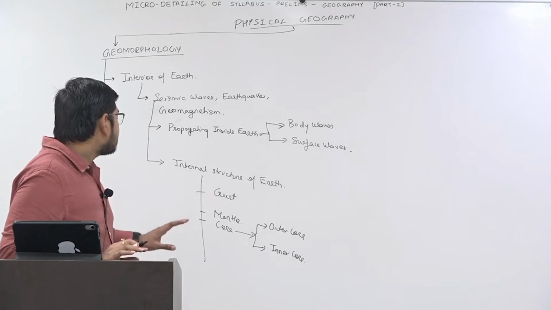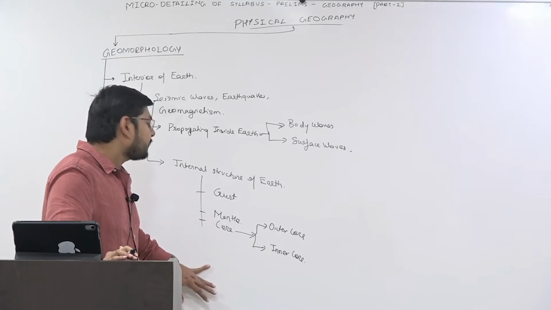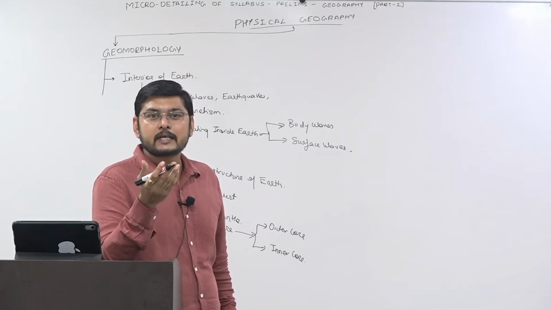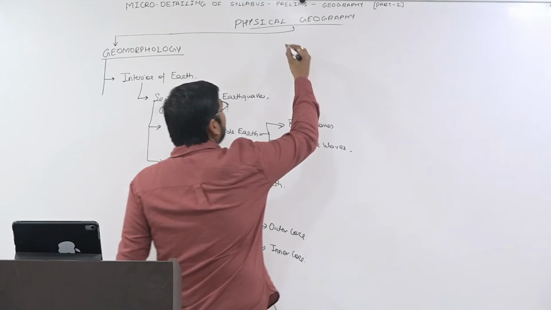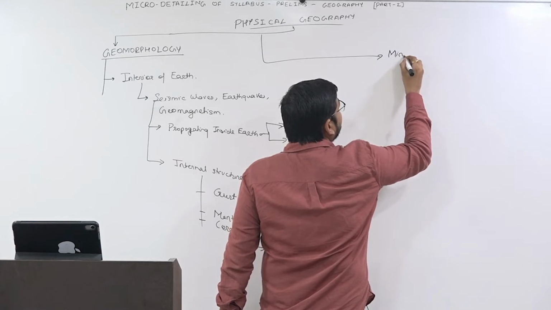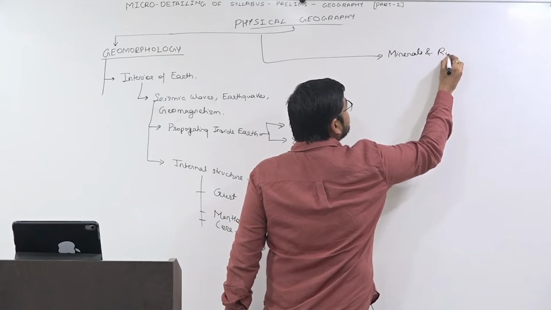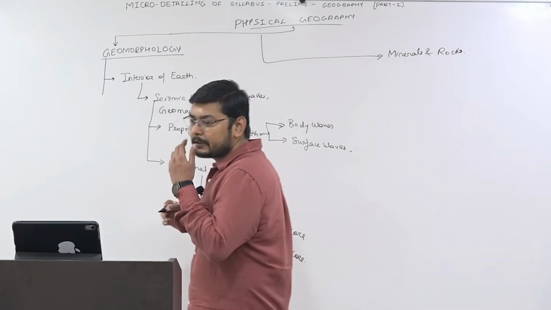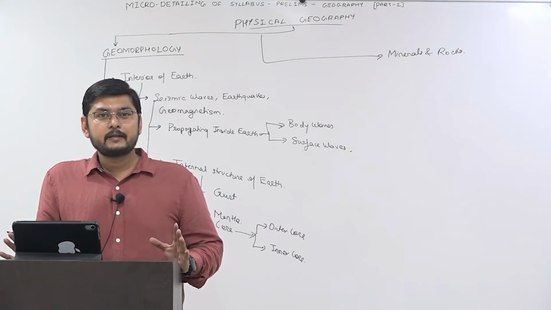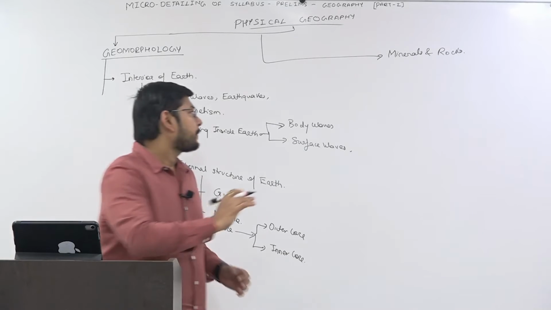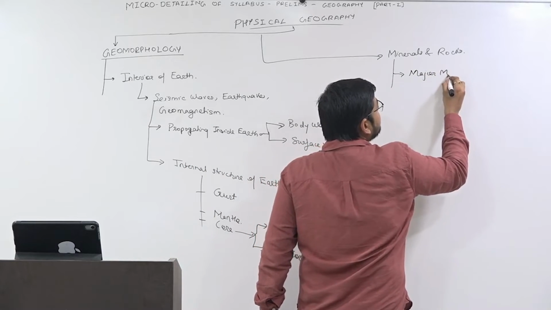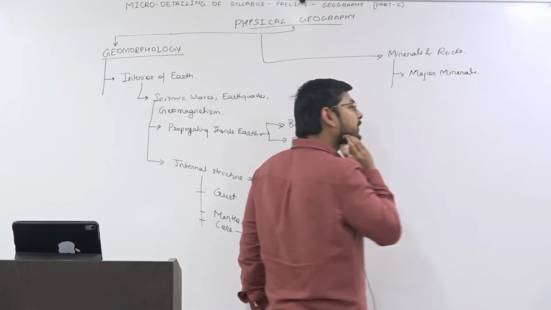Now, as we have some information about the interior of earth, we also see that we have different types of rocks present over the earth. So the next topic here is minerals and rocks. As we see the minerals and rocks, we have the different types of minerals of earth, that is major minerals which are found over the surface of earth.